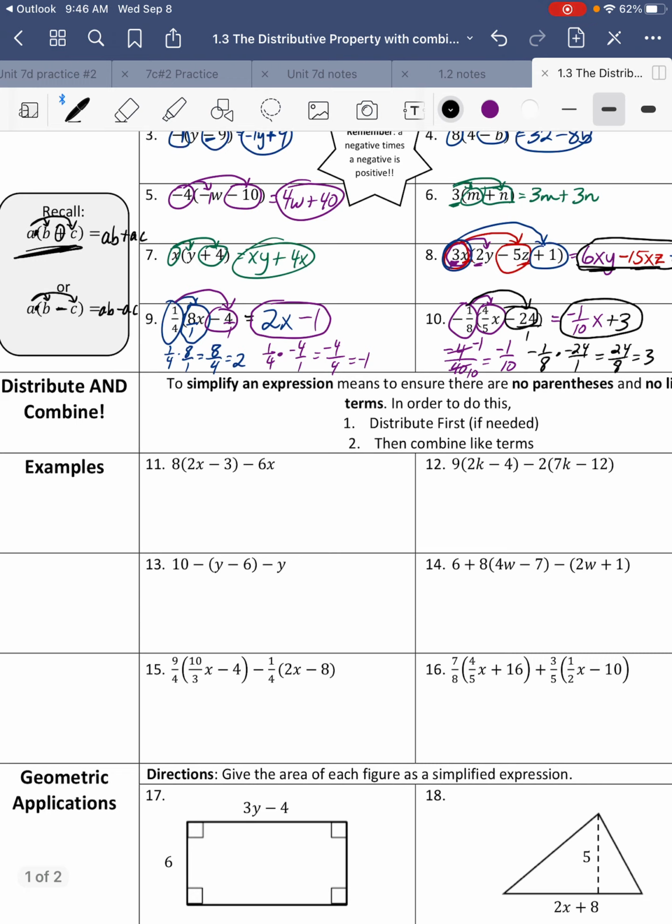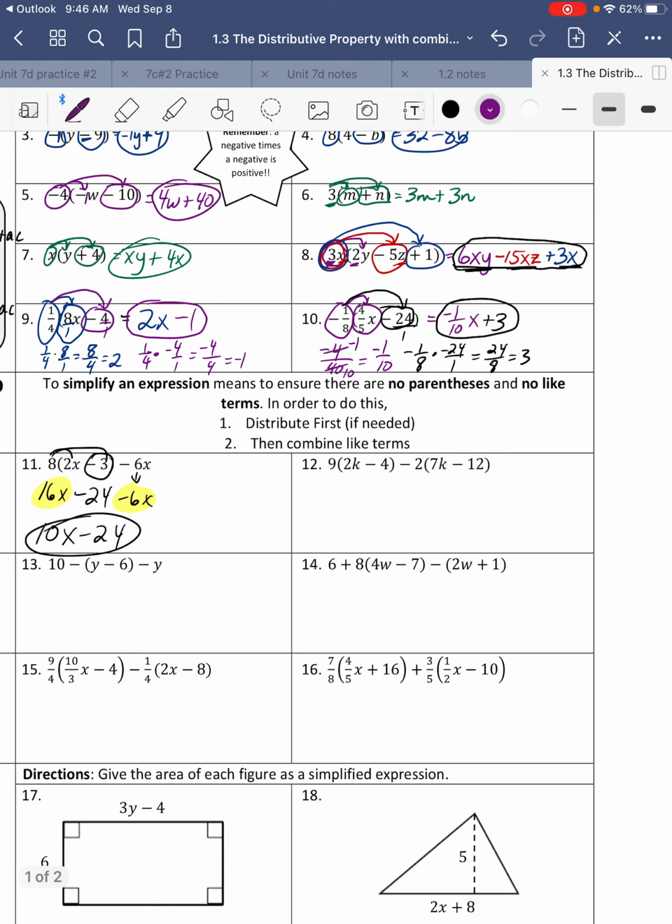So number 11, we're going to distribute. I see the distributing. 8 times 2x is 16x. 8 times negative 3 is negative 24. And then minus 6x will just come down. Now we're going to look at, do we have like terms? 16x minus 6x. 16 minus 6 is 10x. Minus 24.